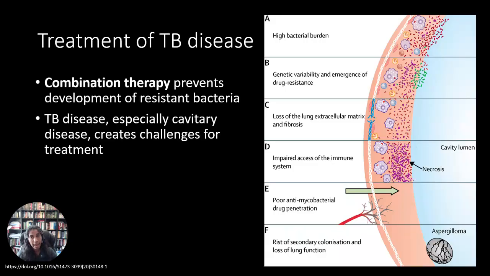When we talk about treatment of active TB disease, we recommend combination therapy. And the reason for this is TB disease creates many challenges for treatment, especially cavitary disease. And you can see in this diagram here, there are many different reasons for why it's difficult to treat TB. Due to its pathogenicity and its pathogenesis in the human host, because it walls off and creates a thick cavity wall, it is difficult often for antimicrobacterial drugs to penetrate. And we want to make sure that we don't cause development of resistance, and so we use combination therapy.